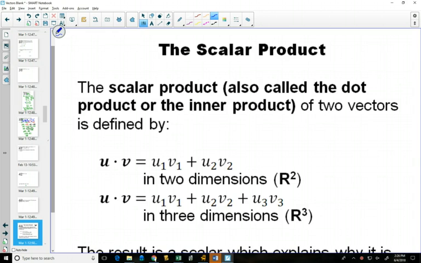So the dot product, and the reason it's sometimes called a scalar product, is because the result is just a number. It's not a vector. It is a scalar. What you do is you multiply corresponding components and add them together. Kind of sounds like matrix multiplication, where you multiply things and add them together. So it's similar to that, but a little bit different.